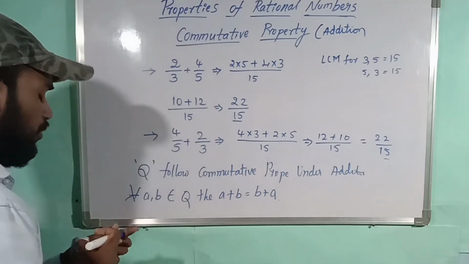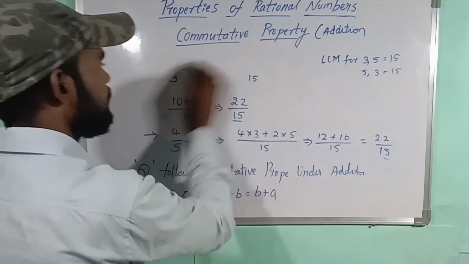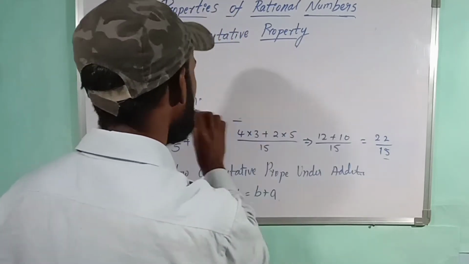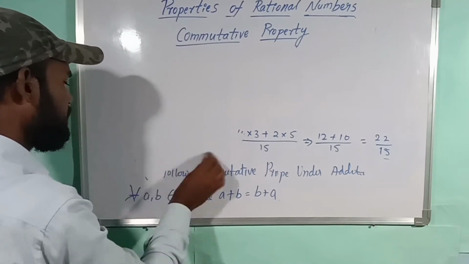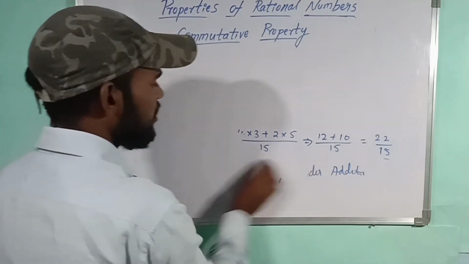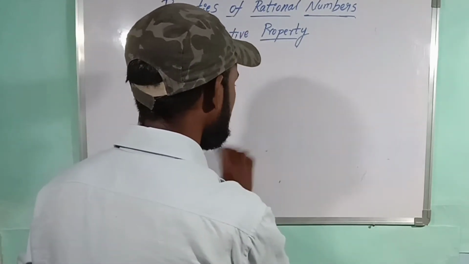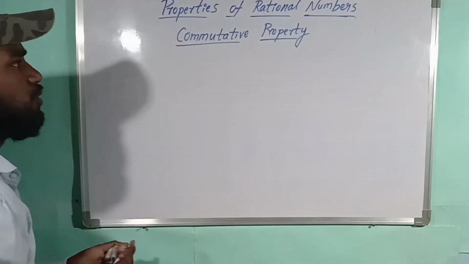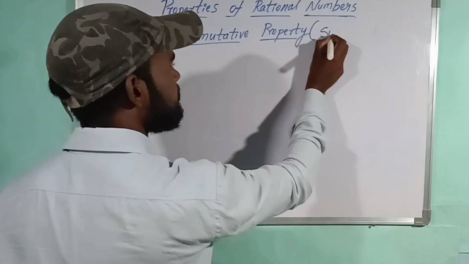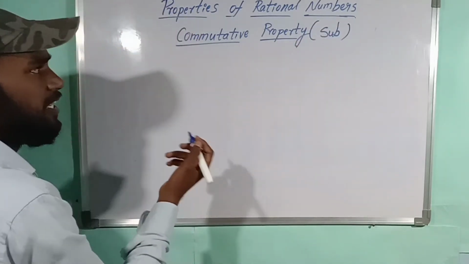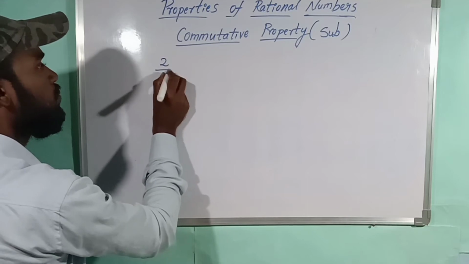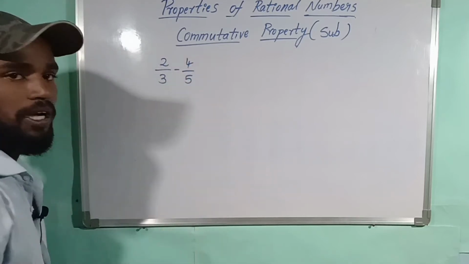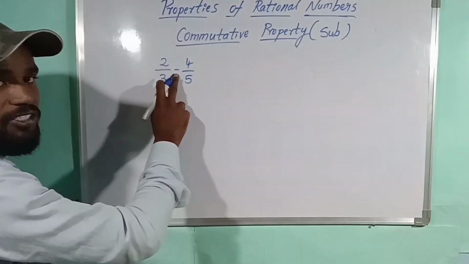Now we are moving to subtraction. Commutative property for subtraction. We are going to check whether subtraction is commutative for rational numbers or not. Take any two rational numbers, 2 by 3 minus 4 by 5. Again the same, but here the symbol changes to subtraction.